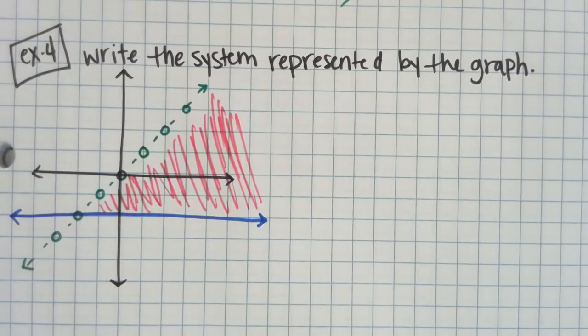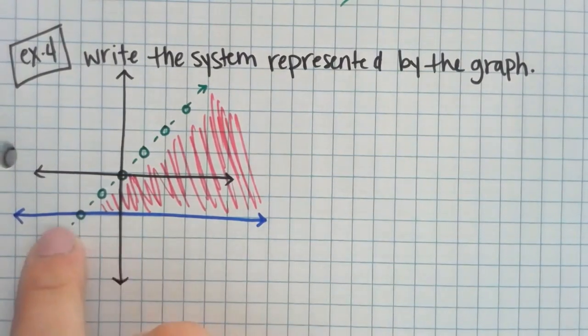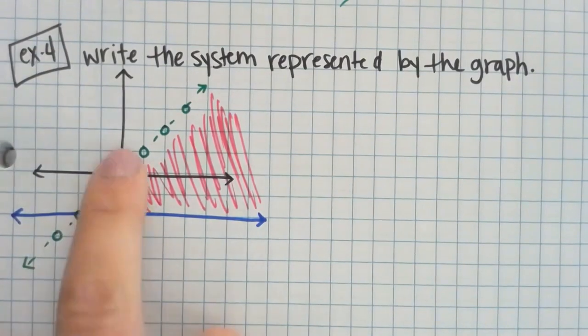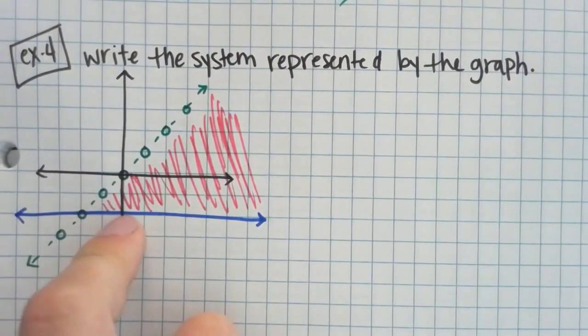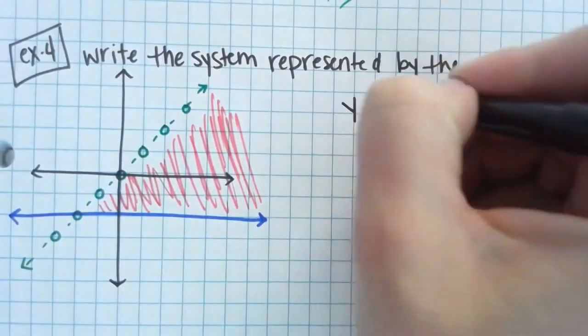So let's start with which one looks like it's going to be easier. This one, yeah, the horizontal line, right? That's going to be easiest for us to figure out the equation of that. We know it intersects the y-axis at -2. So it's going to be something like this, y -2.